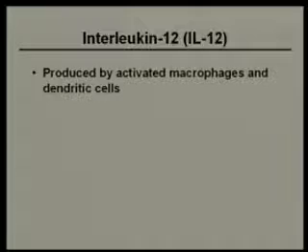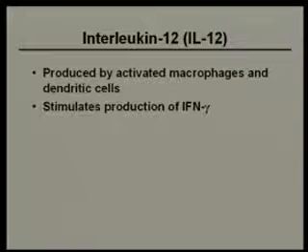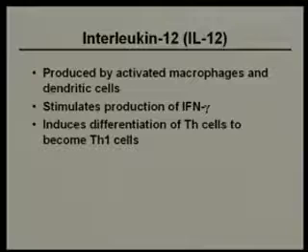Interleukin 12, it's like a broken record. Again, what are they produced by? Macrophage and dendritic cells. You'll see interleukin 12 come up again when we talk about the acquired immune response. It stimulates the production of interferon gamma, and it induces the differentiation of TH cells to TH1. So it's very important in the cell-mediated immune response.